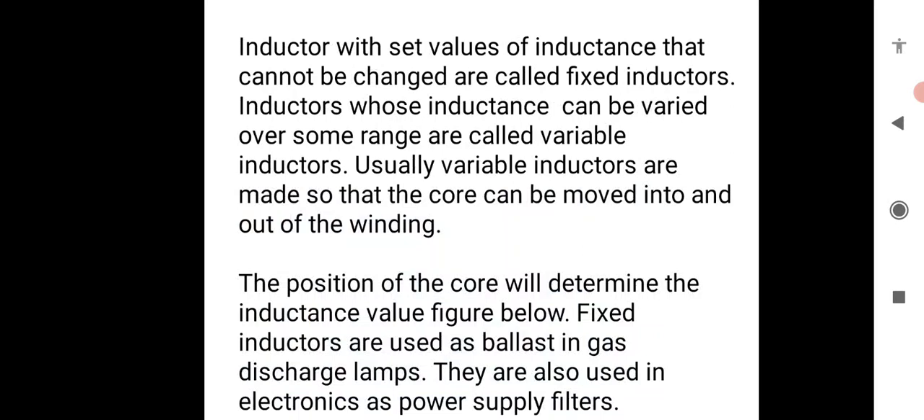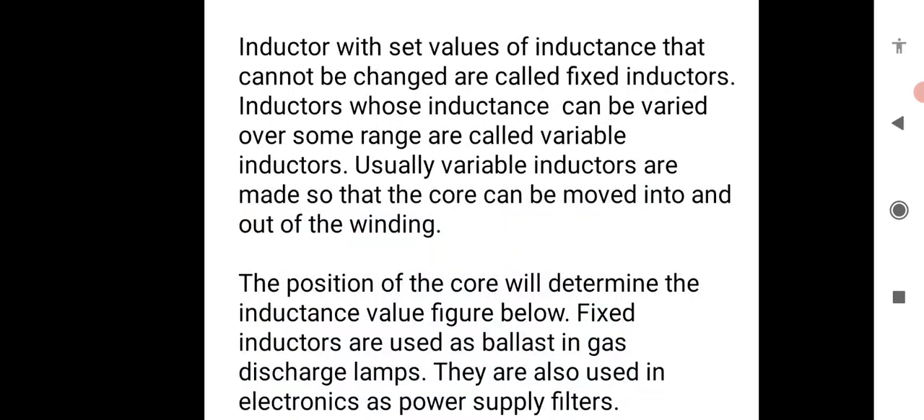The inductors with set values of inductance that cannot be changed are called fixed inductors. Here the values are set without changing any inductance value. In some cases it can be varied, and that is known as variable inductors. Usually variable inductors are made so that the core can be moved into or out of the winding. The position of the core will determine the inductance value, as in the figure given below.